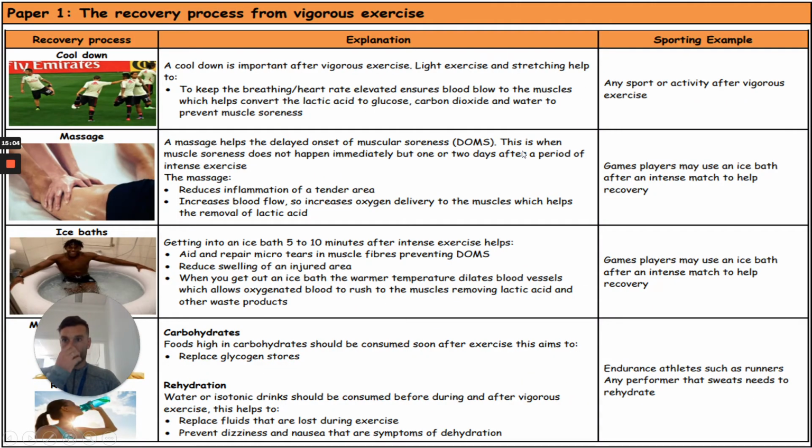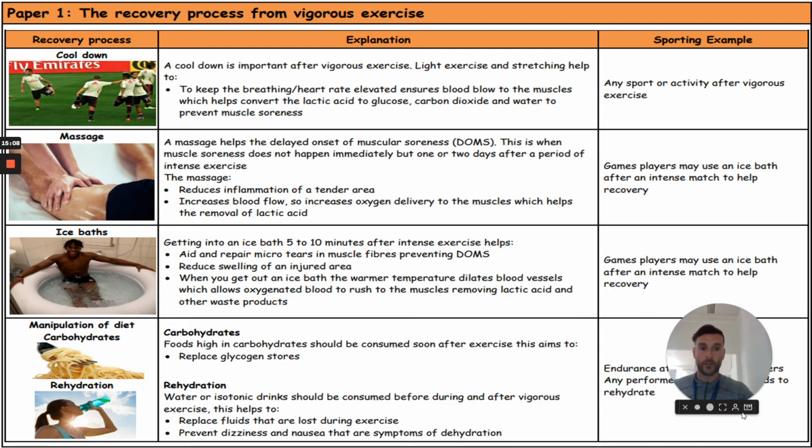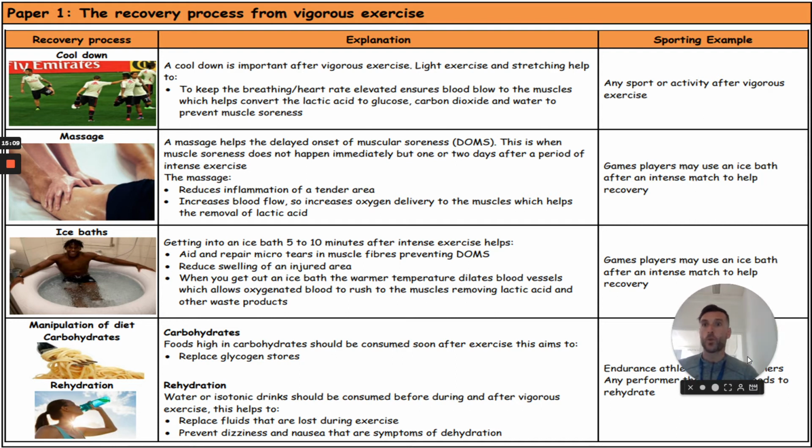Okay, the next one, recovery phase after vigorous exercise. So what can we do to help ourselves recover? We can use cool down. So cool down is important to help release lactic acid. Usually light exercises, stretching to help ourselves recover and avoid injury. Massage, we massage away from the heart to help get rid of lactic acid and help reduce inflammation. We use ice baths. Ice baths reduce swelling of an injured area. We can also use rehydration, so lots of water. And finally, lots of carbohydrates and protein. So carbohydrate will replace the glycogen stores, the carbohydrate stores in the body. That'll help us recover faster.